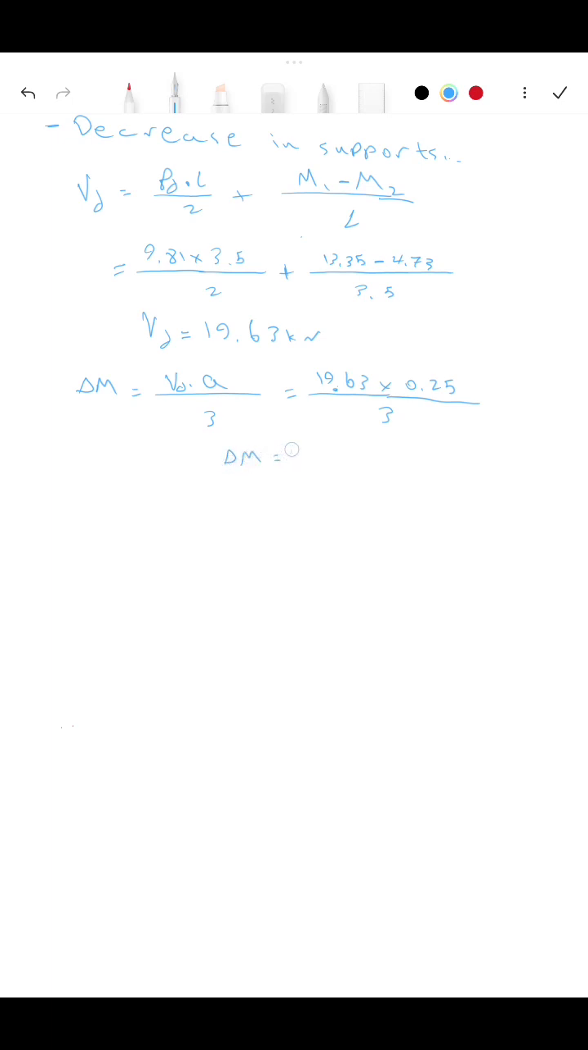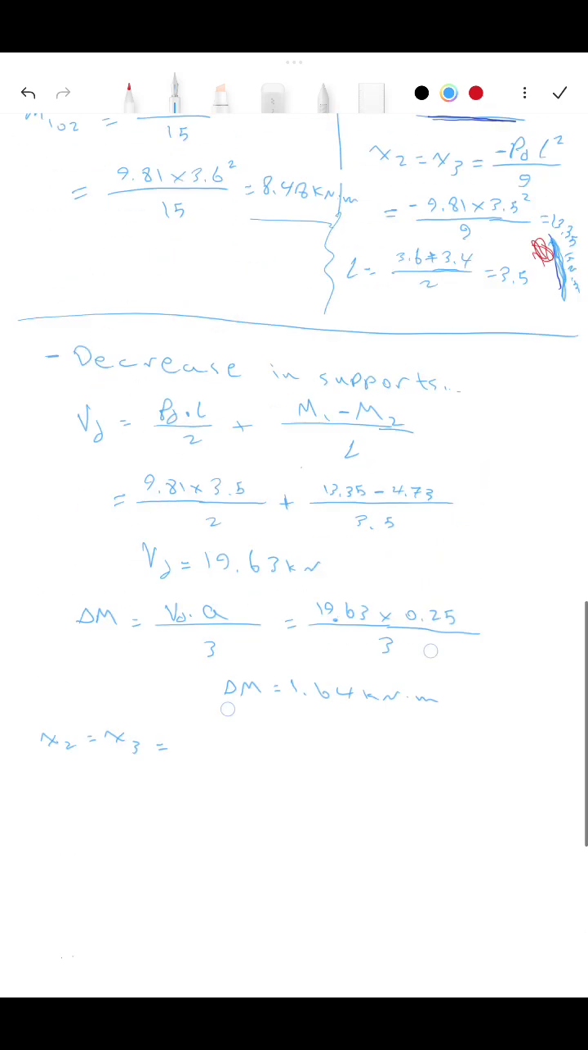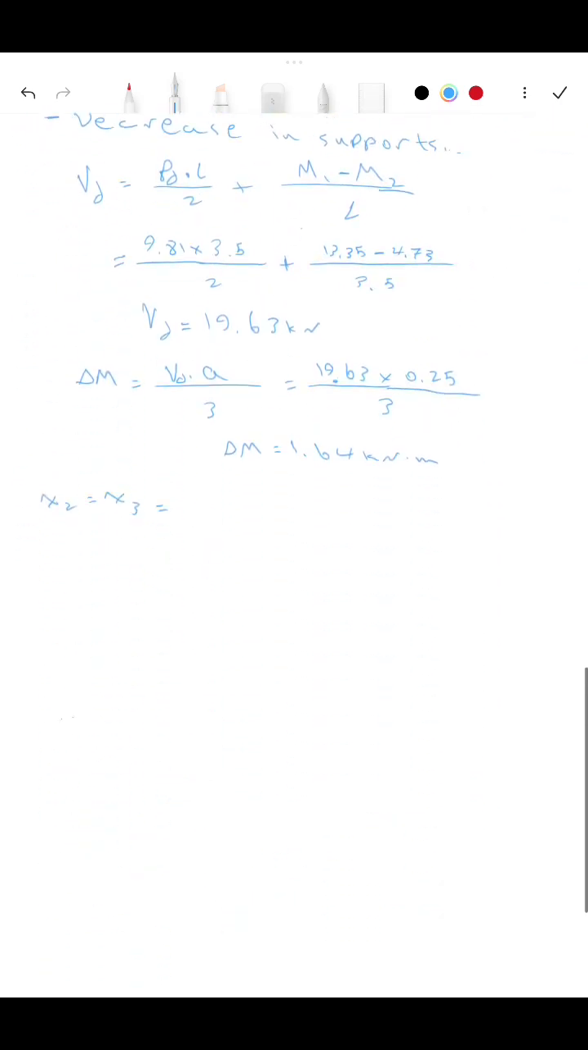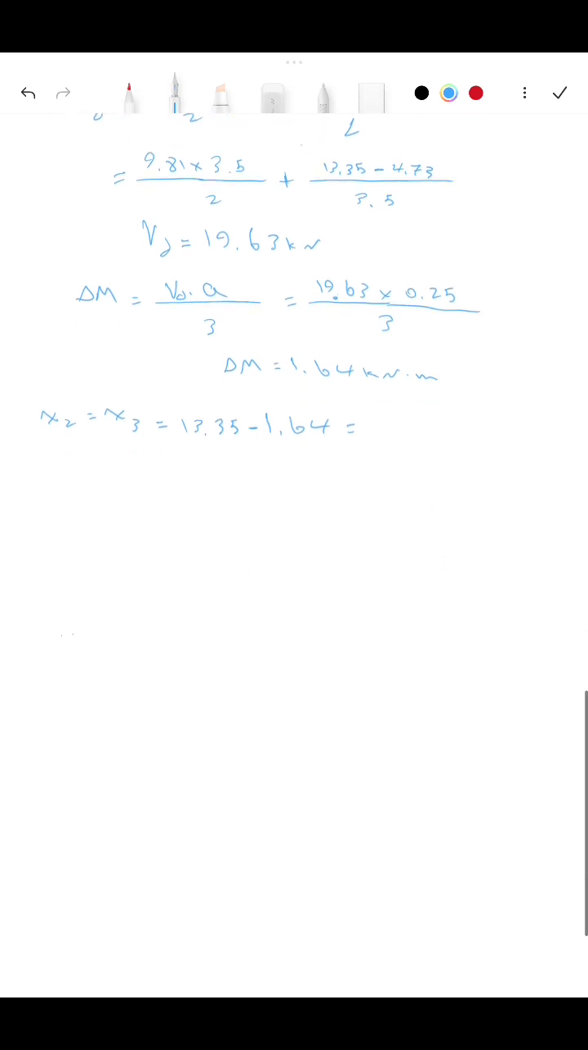Delta M equals 1.64 kilonewton times meter. So the new moment at x2 equals x3 will equal the original moment, which was 13.35, minus 1.64, and the total moment, the new moment, will equal 11.71 kilonewton times meter.